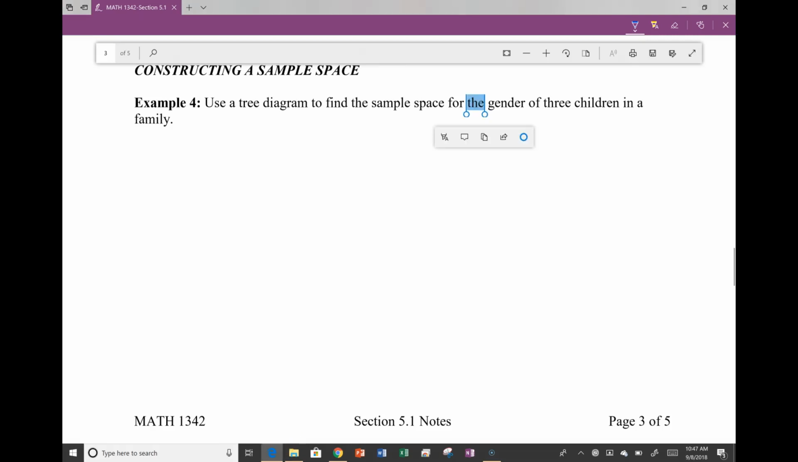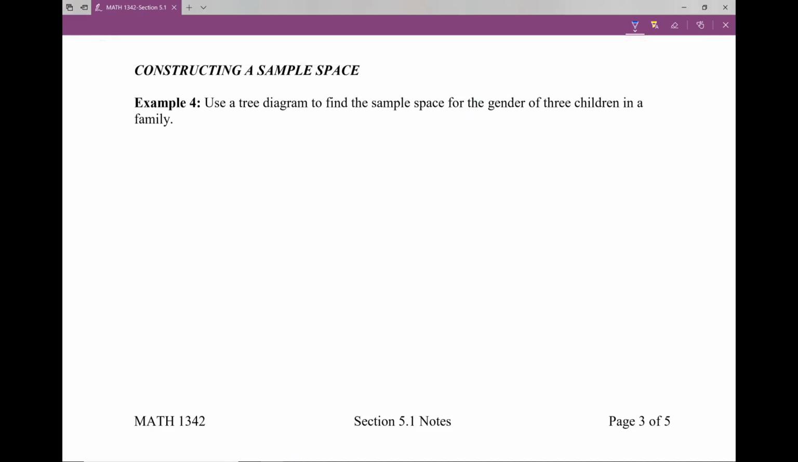In this video, we want to begin discussing how to construct a sample space and how to get some of the other probabilities that we look at. So in example 4 here, we want to use a tree diagram to find the sample space for the gender of 3 children in a family. So a tree diagram, basically we start off with the possible outcomes and then we branch off from there.